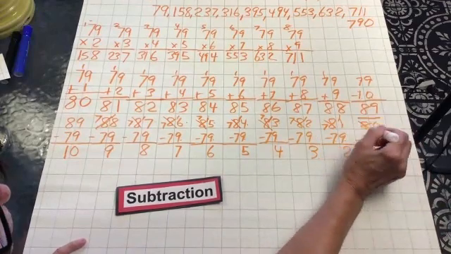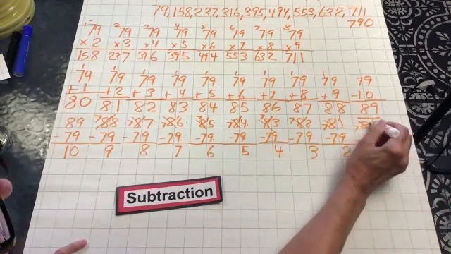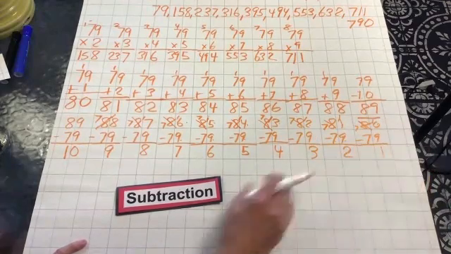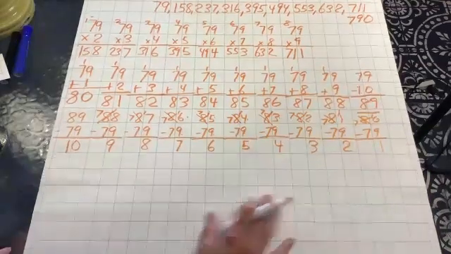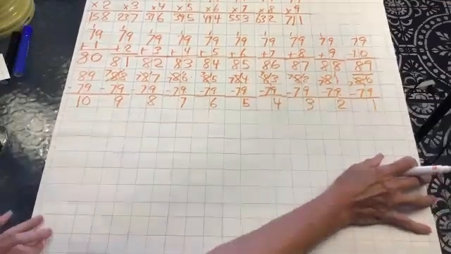9 from 0 cannot do. Borrow from the 8, leaving 7, making it 10 minus 9 is 1. And we're done with our subtraction. So adding, subtracting, multiplying factors, looking good with our practice.